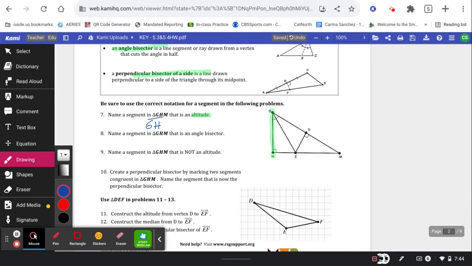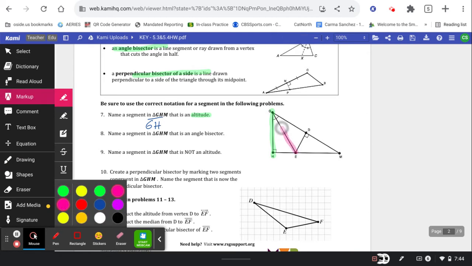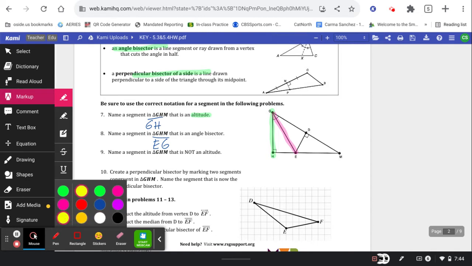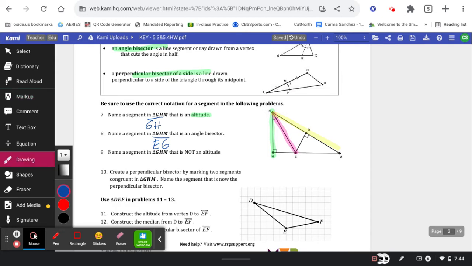Okay, angle bisector of GHM. EG. And a segment that is not an altitude. So like, I don't know, that's a segment that's not an altitude, GM. Create a perpendicular bisector by marking 2 segments congruent to GHM.